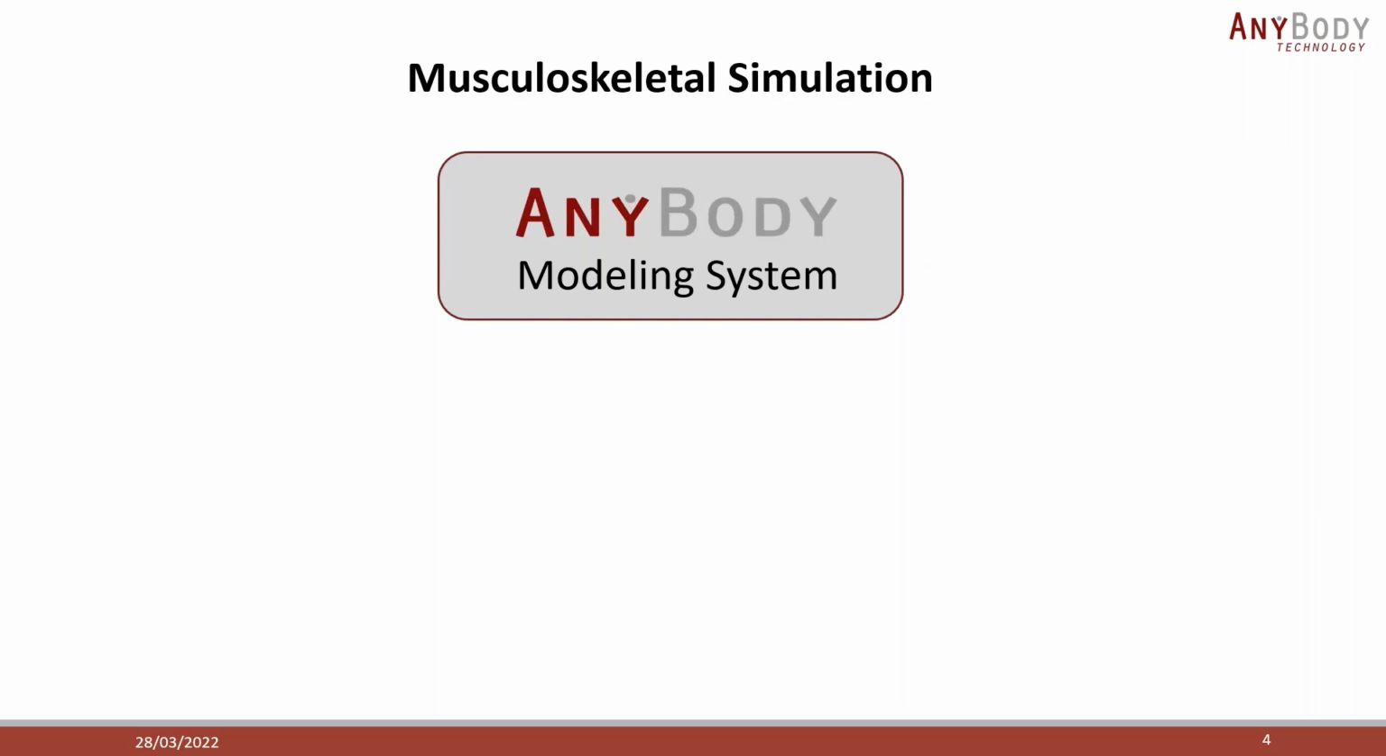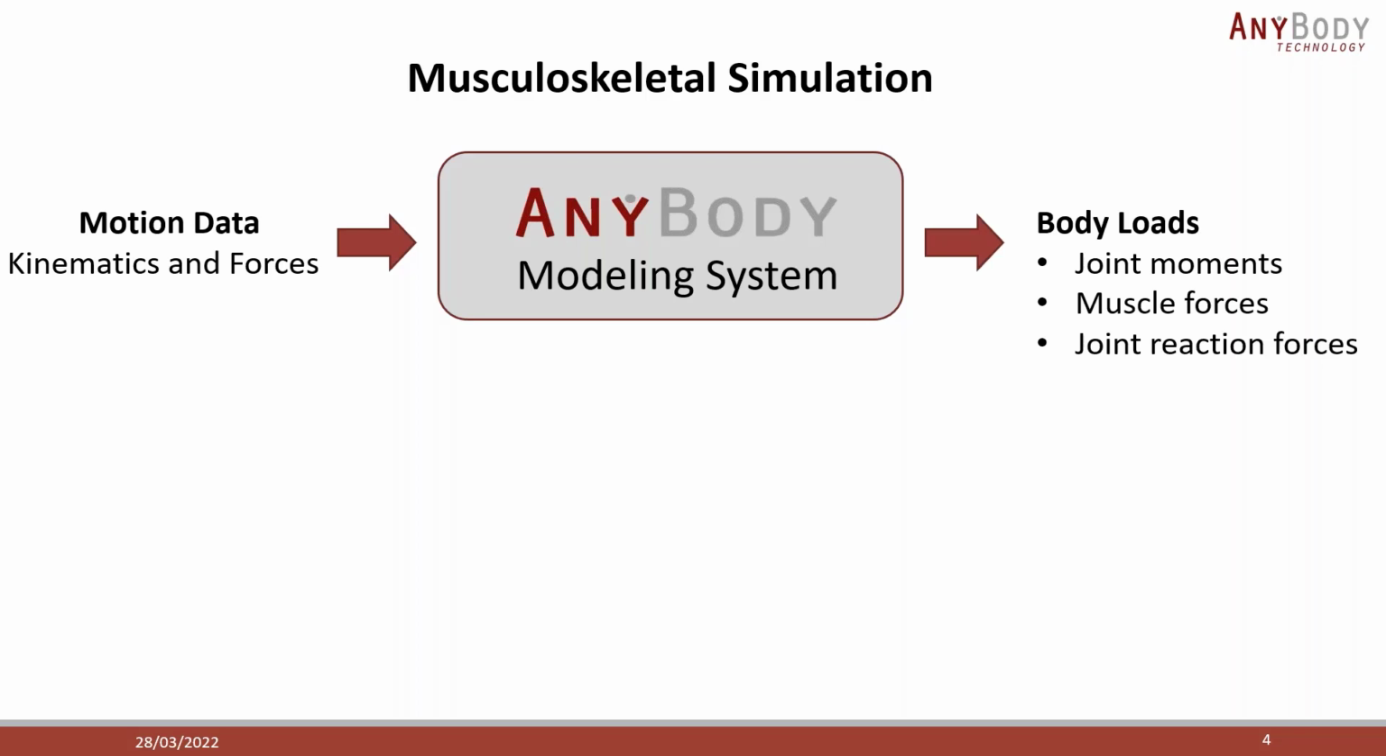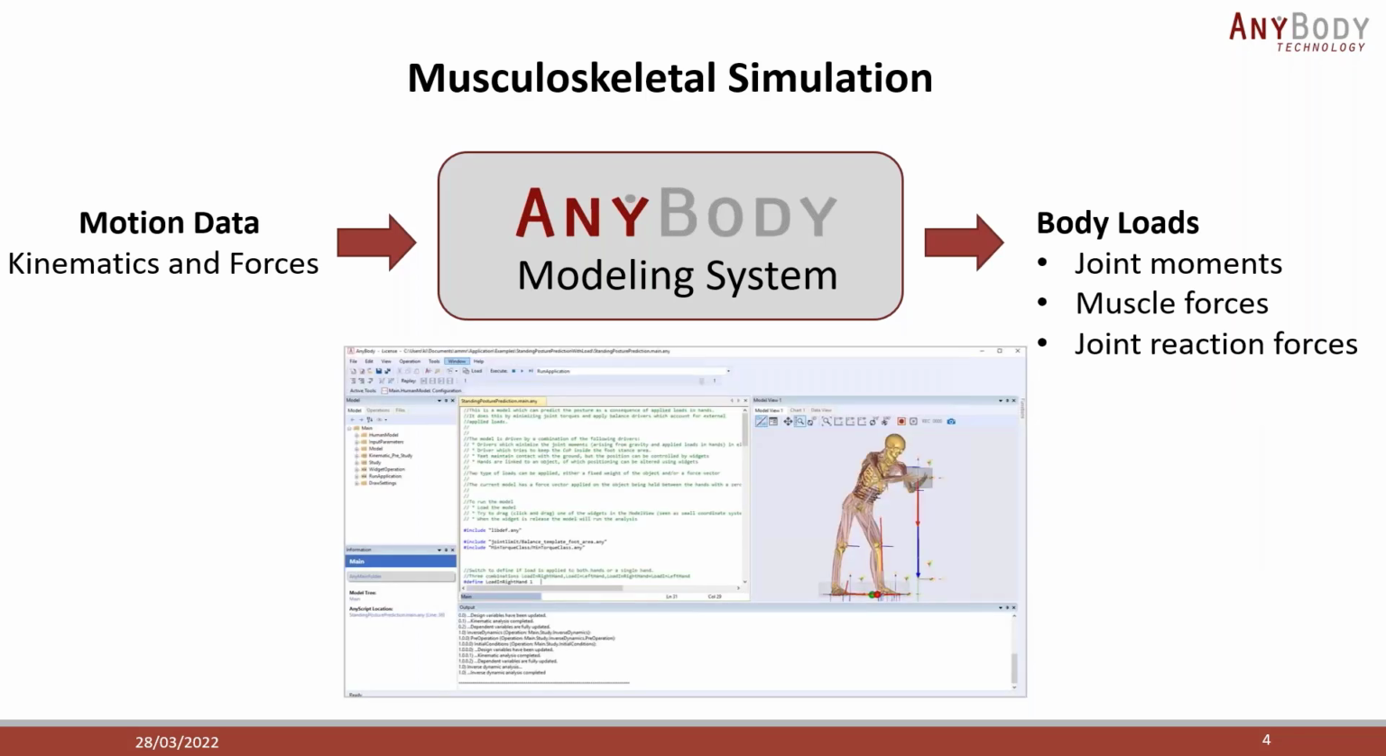The Anybody modeling system is a software that allows you to do musculoskeletal modeling and simulations. As input, it takes motion data as kinematics and forces, and it calculates the internal body loads as joint moments, joint reaction forces, and muscle forces. And here in the bottom of the screen, you can see a screenshot from the actual software. This can give you an idea of how the system actually looks.